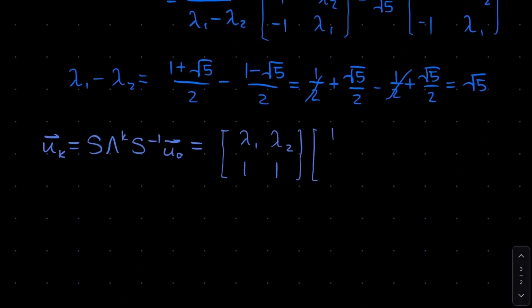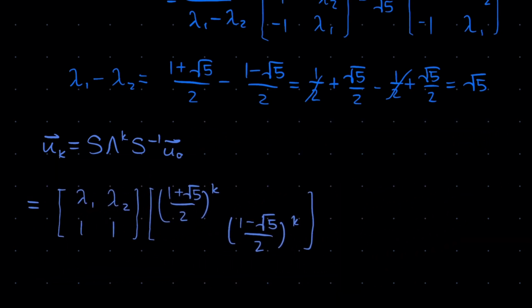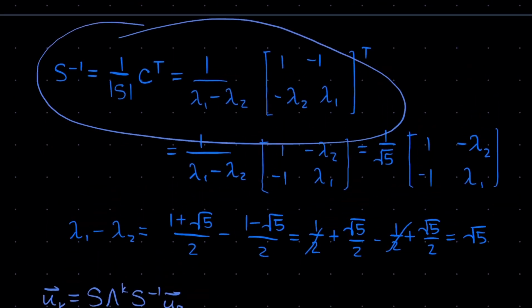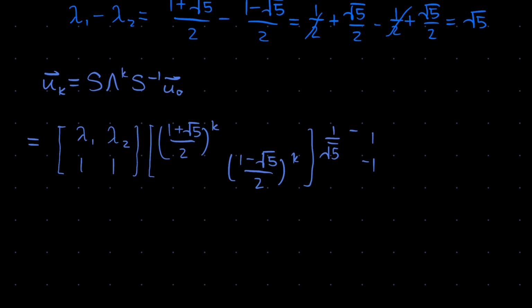So we can directly give ((1 plus square root of 5)/2) to the k and ((1 minus the square root of 5)/2) to the kth. I'm going to move this down because it's going to take a bit of space. And what's S inverse? Well, it's 1 over the square root of 5 from this thing, right? Our answer is this, times 1, minus 1, minus lambda 2, lambda 1, and u naught. u naught is 1, 0.